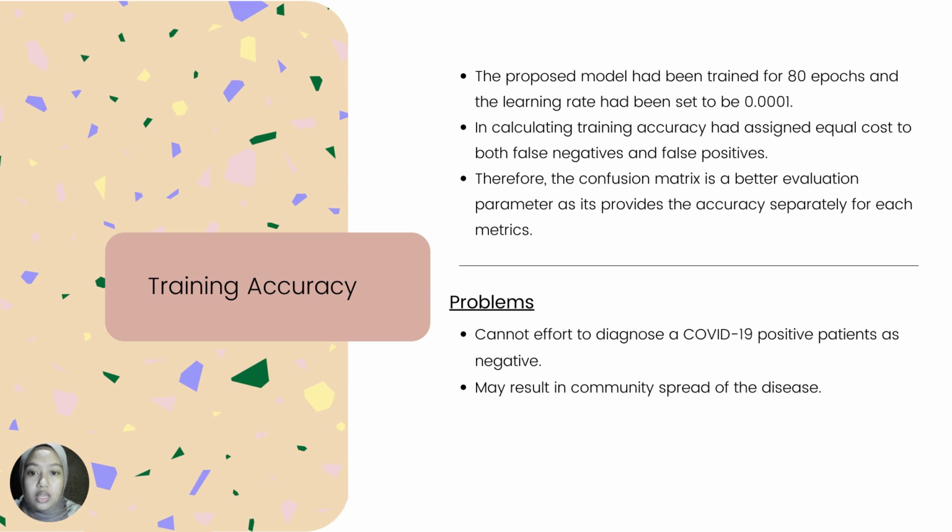Next, the training accuracy. The proposed model had been trained for 80 epochs. The learning rate had been set to 0.0001. In calculating training accuracy, equal cost is assigned to both false negative and false positive. Therefore, the confusion matrix is a better evaluation parameter as it provides the accuracy separately for each metric. But the training accuracy method also has a problem: we cannot afford to diagnose a COVID-19 positive patient as negative, and it may result in community spread of the disease.